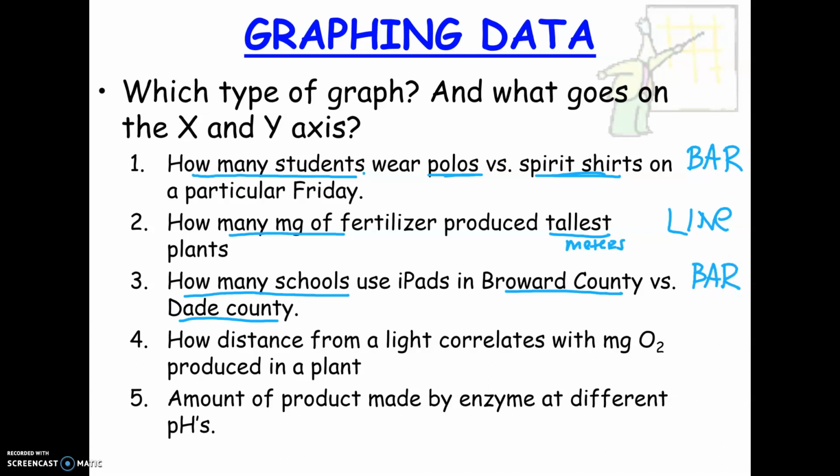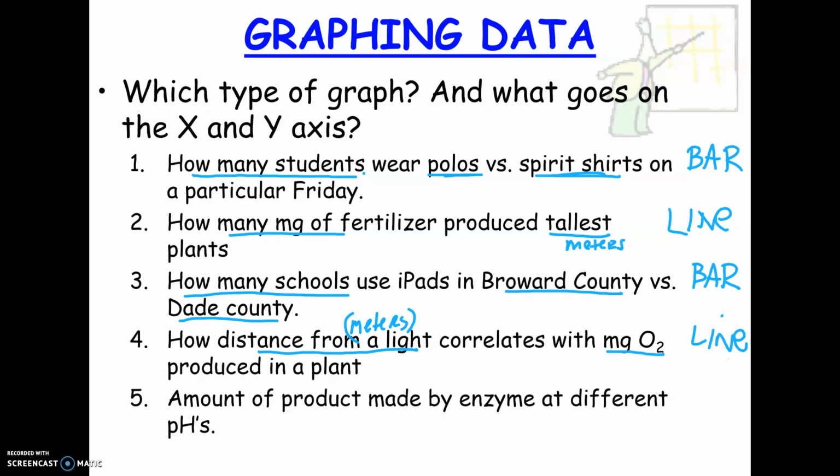Next, how the distance from light correlates. So distance from light, let's just assume that this is going to be meters, a number. And how does that correlate with the amount of oxygen that a plant makes? So photosynthesis, basically. So we have a number and a number. This is going to be a line graph.